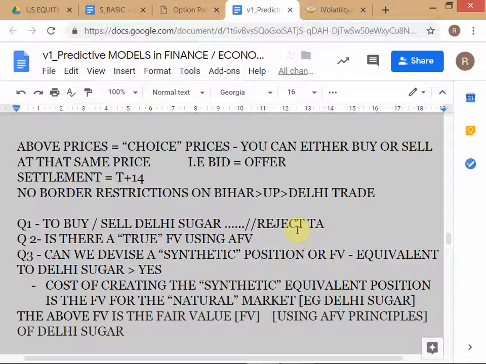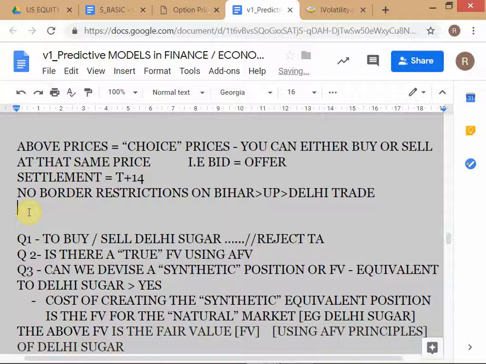Now the problem is, we said here there is no border restriction on the trade. Suddenly, if we say that there is a ban on interstate trade, now what happens? Can you do the CRA? No. You can't do the CRA because now the markets are no longer connected, because you cannot ship the sugar from there to here.